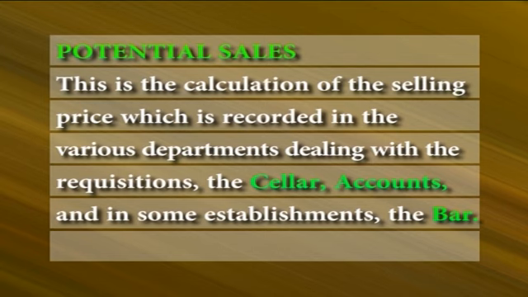Potential sales. This is the calculation of the selling price, which is recorded in the various departments dealing with the requisitions, that is the seller, accounts and in some establishments the bar. All the items issued to the bar are valued along with the cost price, the selling prices also. This value of the selling price before the actual sales occur is termed as the potential sales. To keep a check on the performance of the bar, the potential sales is compared with the actual sales. Variance is analyzed.